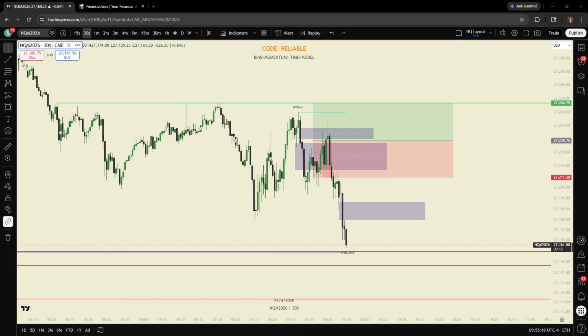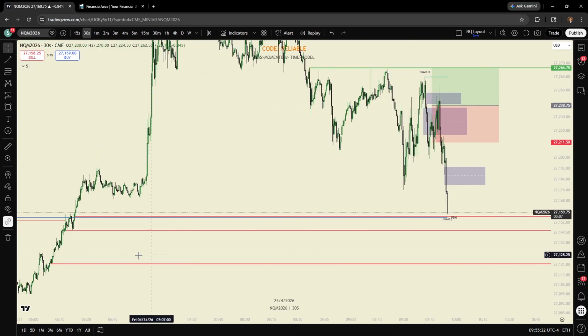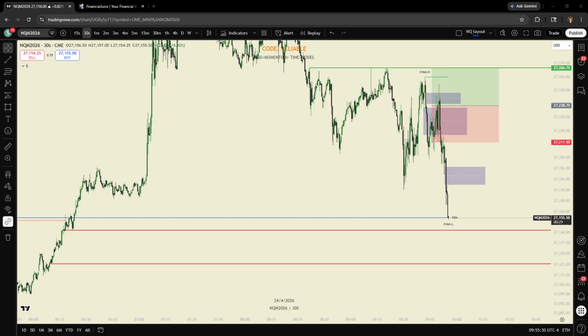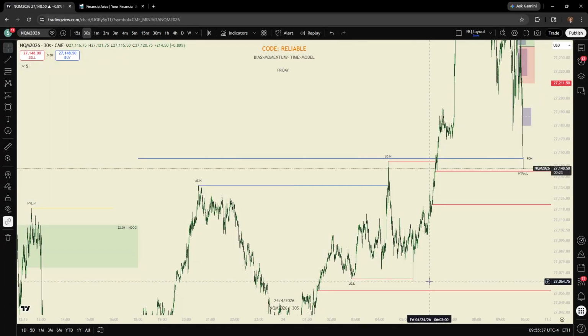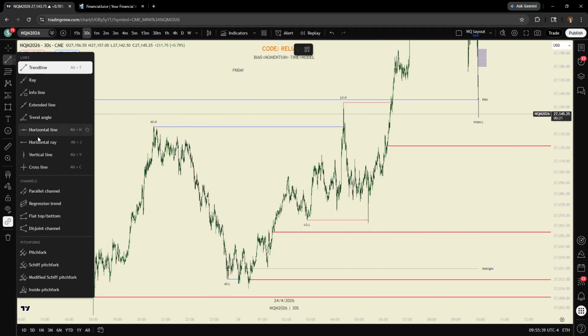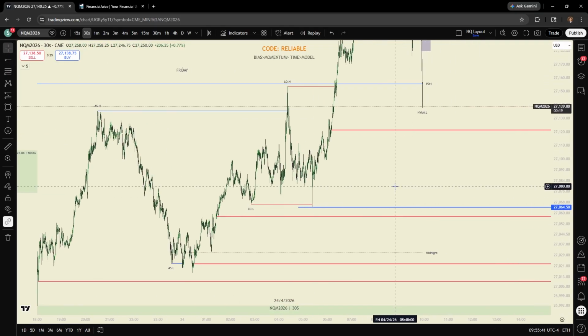ICT noted 27,063. He's bearish. Oh, wait, ICT's trading this morning? That's why that play didn't work. I wonder why he's bearish. I guess he wants the low. I see the level he noted. It's a pretty good level.